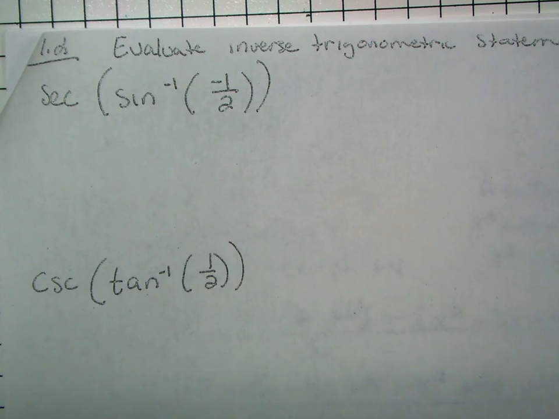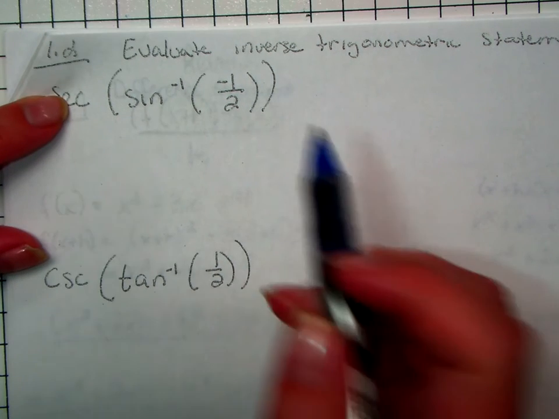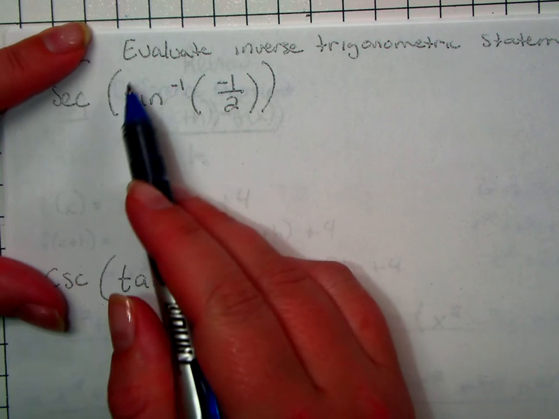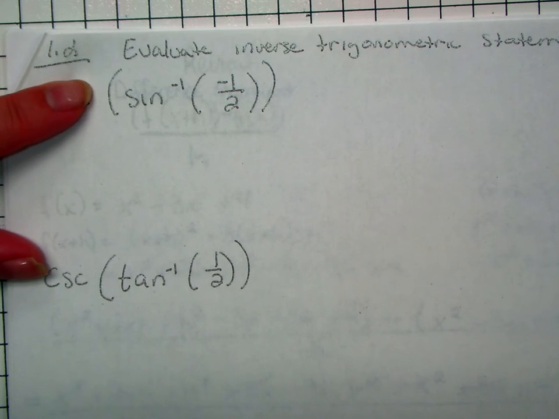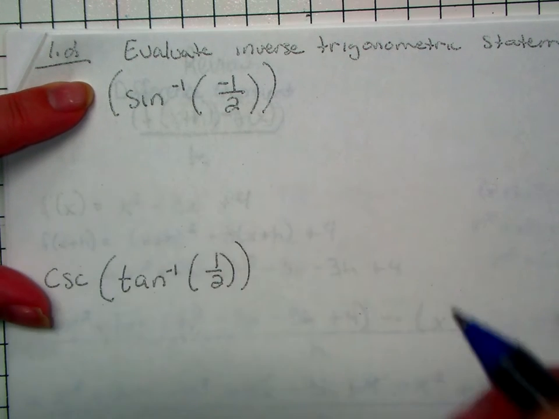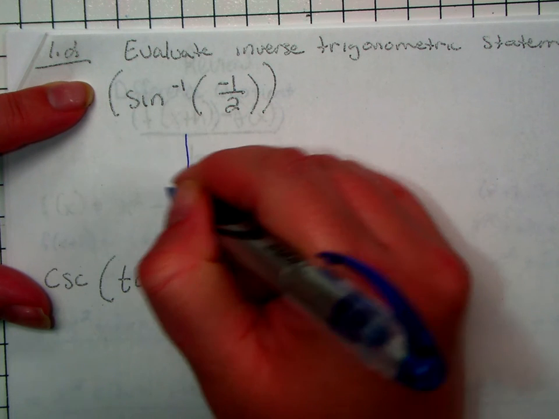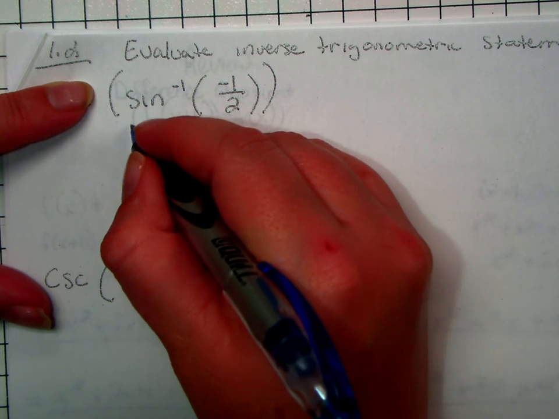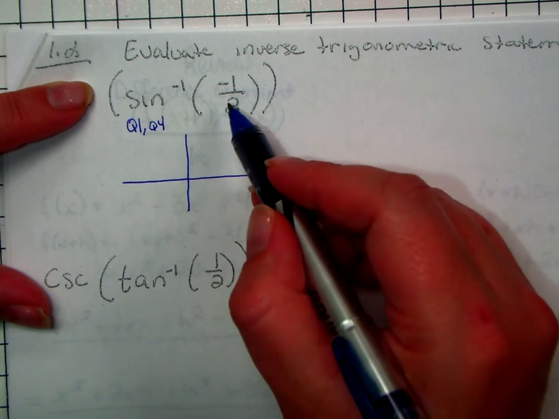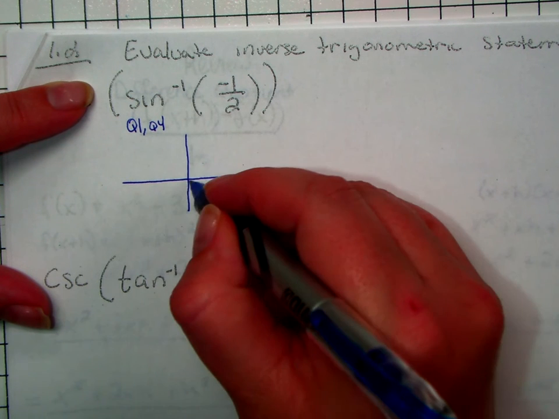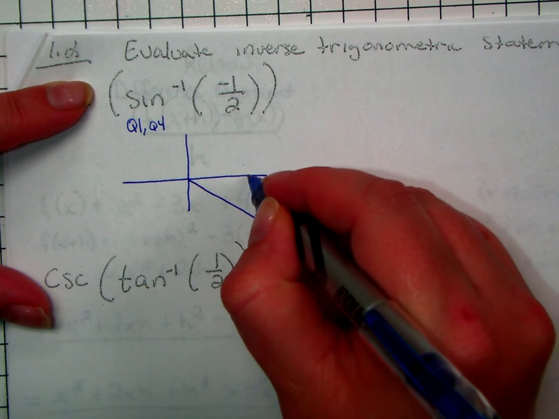All right, so let's do a nested inverse trig function. What if we had secant of sine inverse of negative 1/2? Work inside out. Work this first, and then worry about the outside function. So what's sine inverse of negative 1/2? Well, draw your triangle. Sine is quadrant 1 or quadrant 4. So since this ratio is negative, we're going to draw our triangle in quadrant 4.